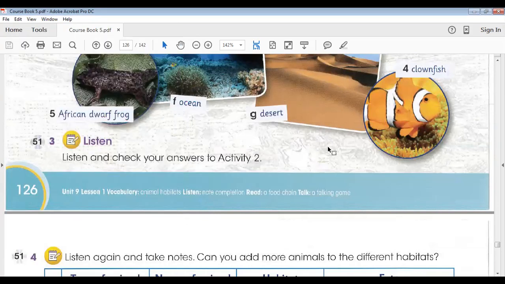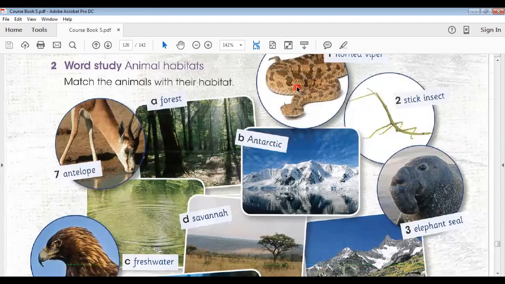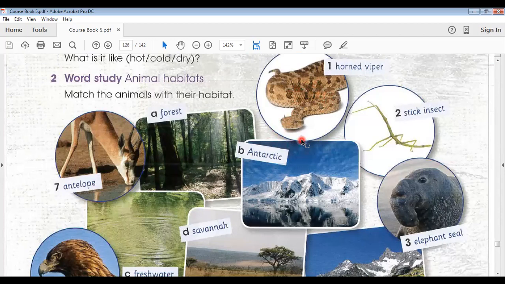Track 51. 1. This is a reptile called a horned viper snake. It lives in the Sahara Desert in Africa, where it's very dry and hot. It likes to bury itself in the sand, where it waits for its prey. Lizards and birds are its favorites.